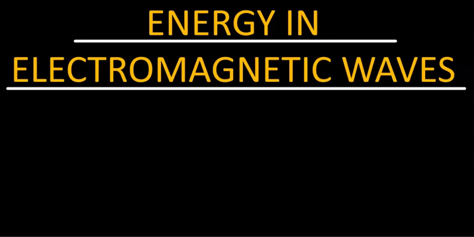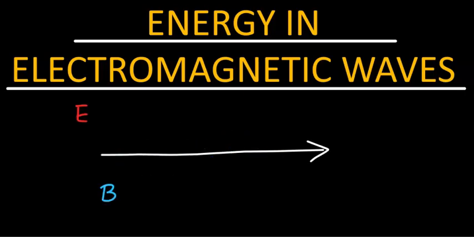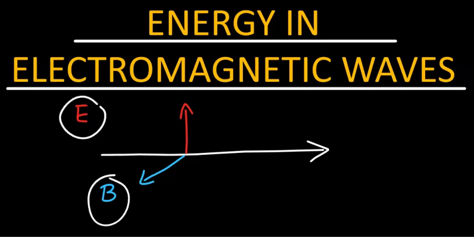Today we shall discuss the concepts of energy and power in electromagnetic waves. As we have already pointed out, in an electromagnetic wave, there is an electric field and magnetic field oscillating 90 degrees with respect to each other. Since we know electromagnetic waves carry energy, we can associate this energy to both electric field and magnetic field.